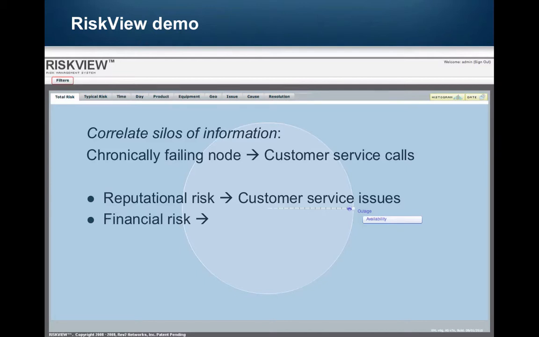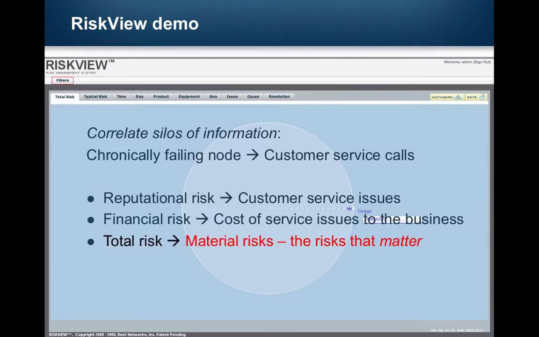Next, we drilled down to determine the cause of the greatest financial risk. We discovered which node was costing the most money. Then we looked at the source ID to find the cost was primarily due to customer complaint calls, not truck rolls as the service provider had suspected. The worst node had the highest call volume and was eventually fixed. RiskView has led us to the most material risks, that is, the risks that really matter.